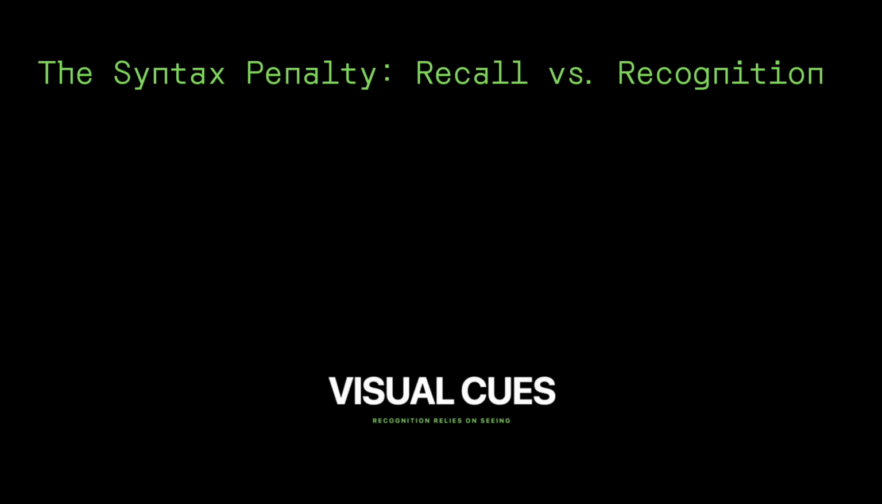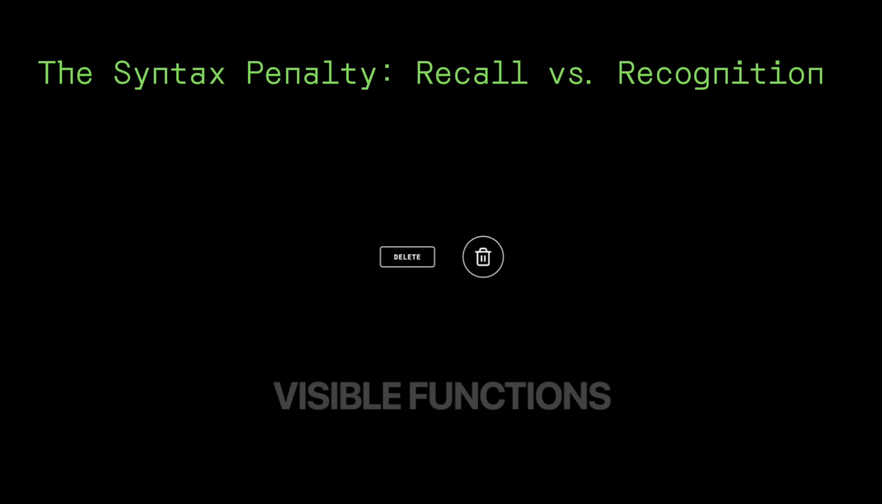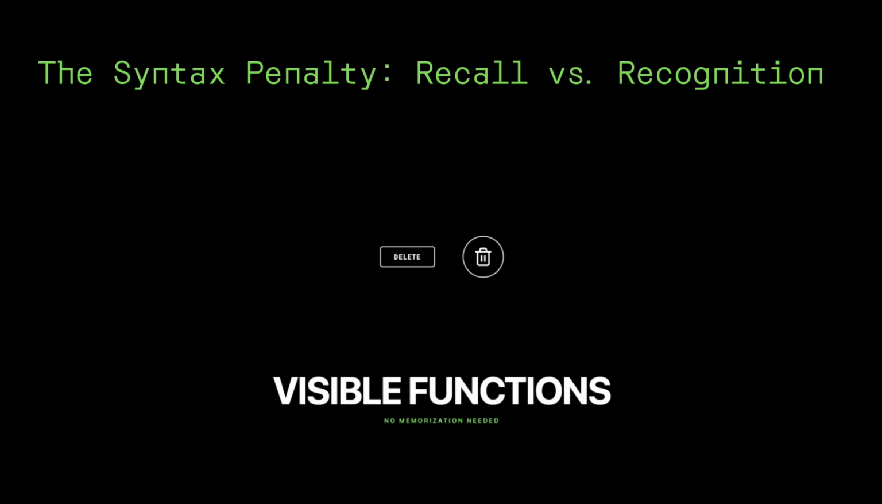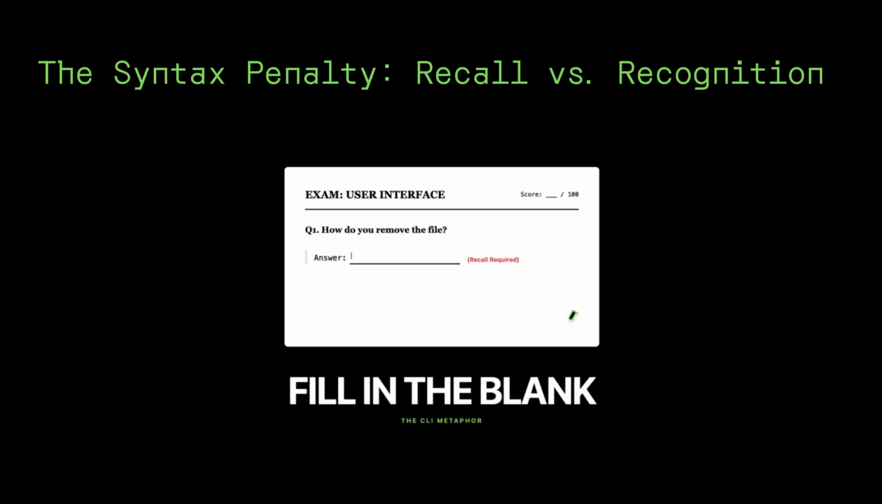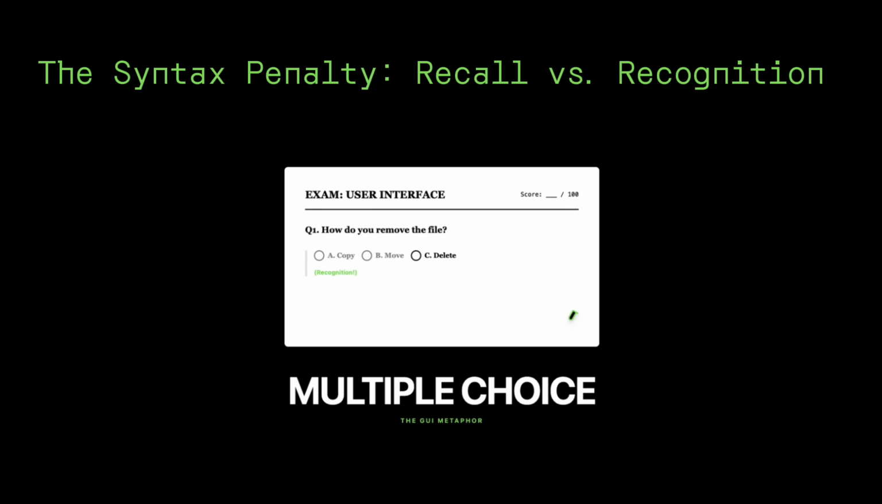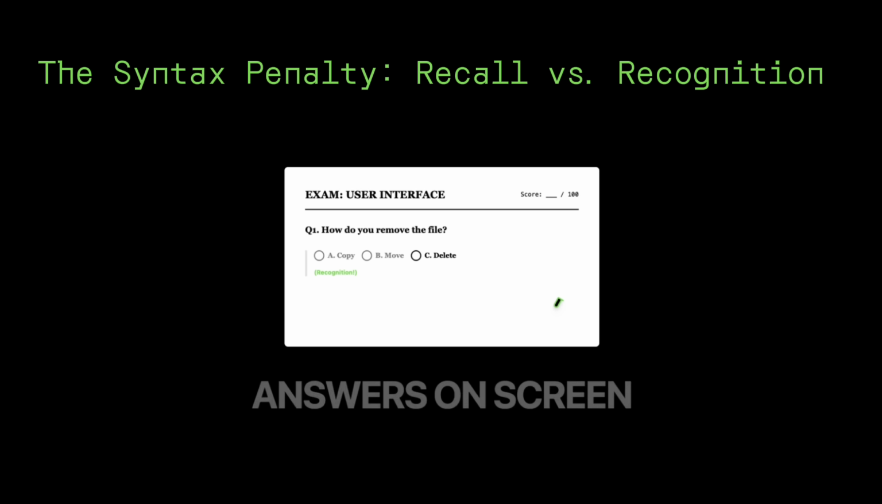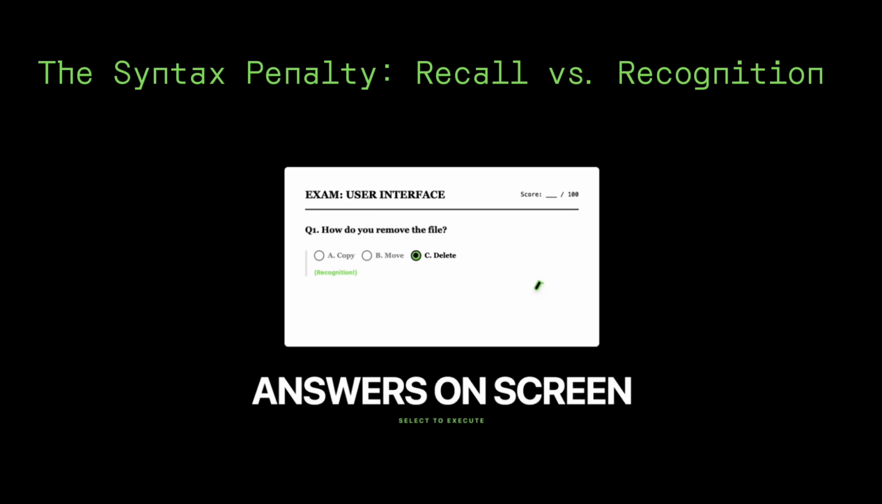Now, in contrast, recognition relies on visual cues. Seeing a button labeled delete or an icon for a wastebasket or a trash can allows the user to recognize the function without memorizing it. Recognition is cognitively cheaper than recall. And it is the difference between a fill in the blank test, CLI, and a multiple choice test, the GUI. The GUI presents the answers or the available commands right on the screen. The user has to select the correct one.